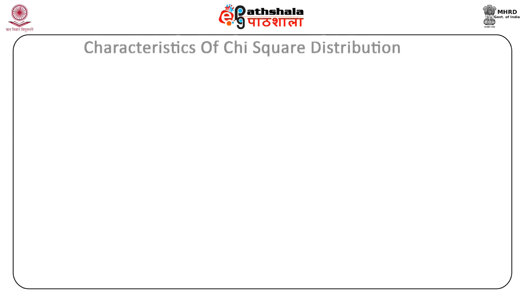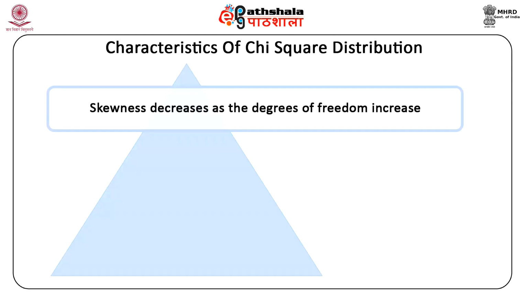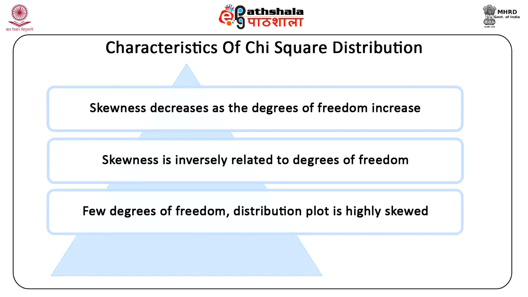Let us now understand the characteristics of the chi-square distribution. It has the following characteristics. First, the distribution is skewed and the skewness decreases as the degrees of freedom increase. That is, the skewness is inversely related to degrees of freedom. For few degrees of freedom, the distribution plot is highly skewed, and for large degrees of freedom, the distribution plot is less skewed and becomes more symmetrical.